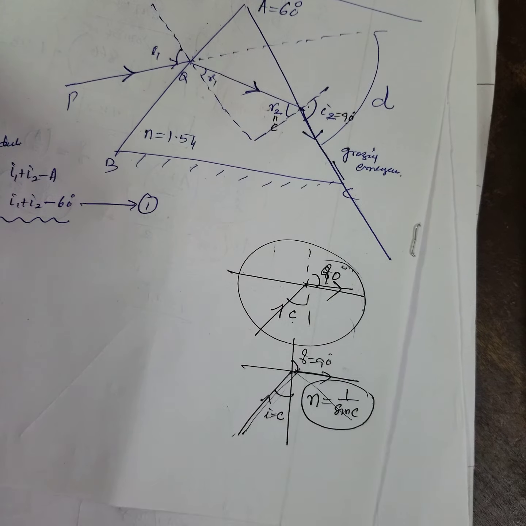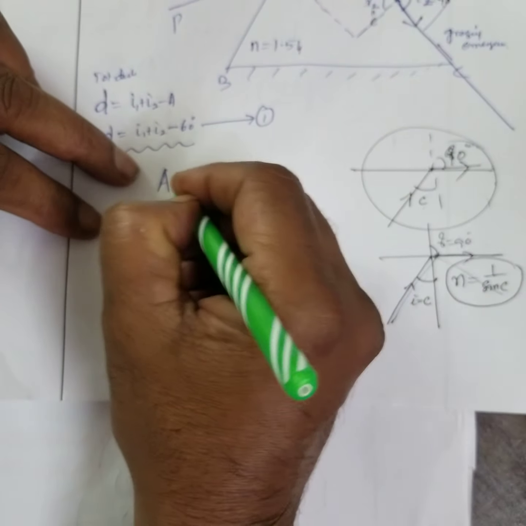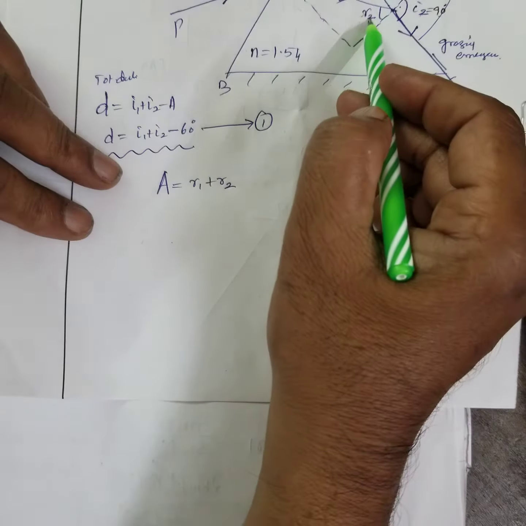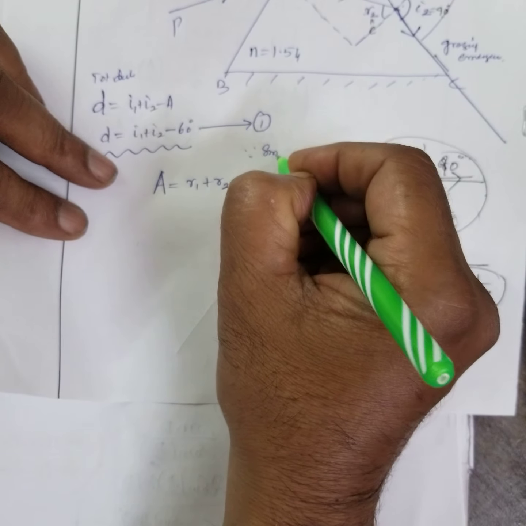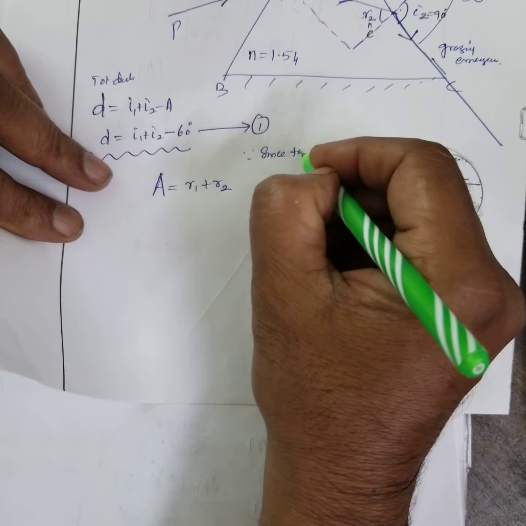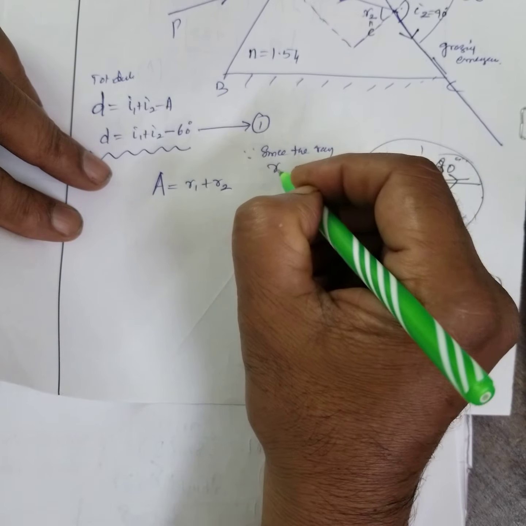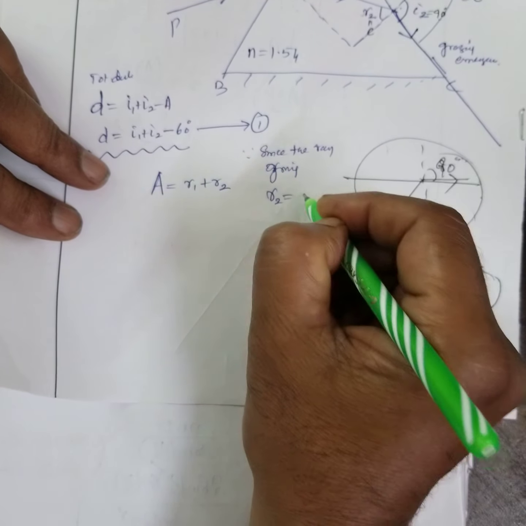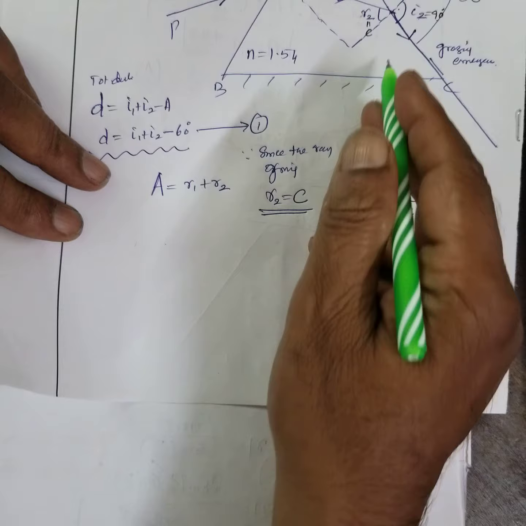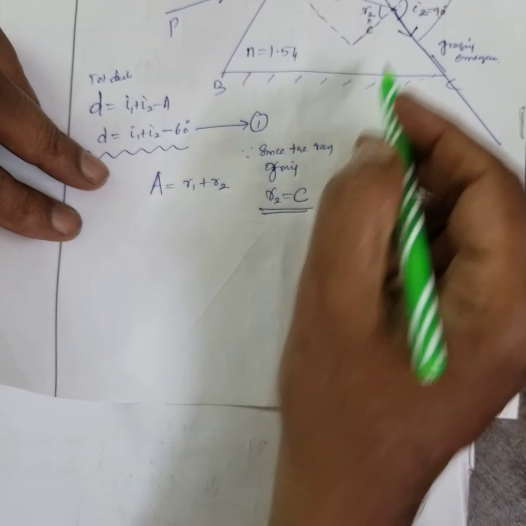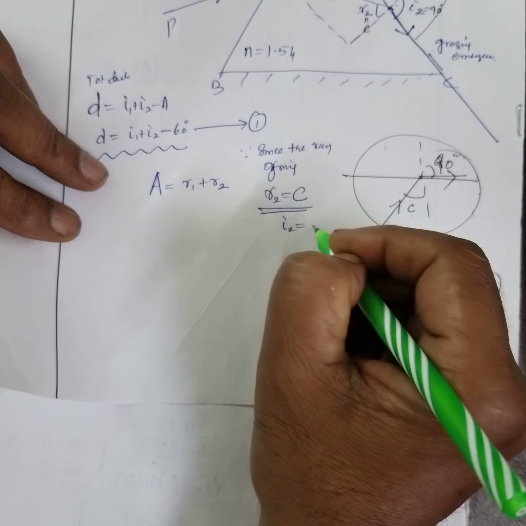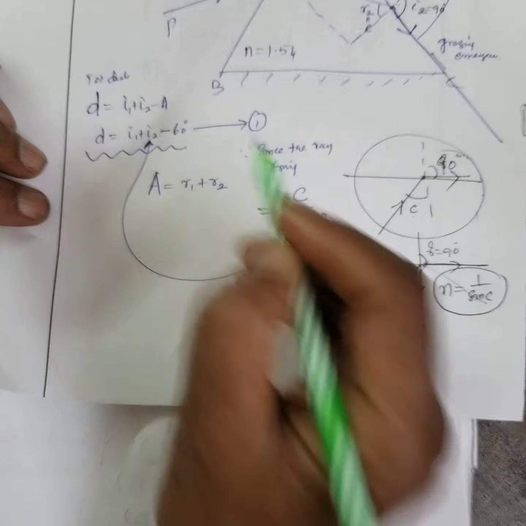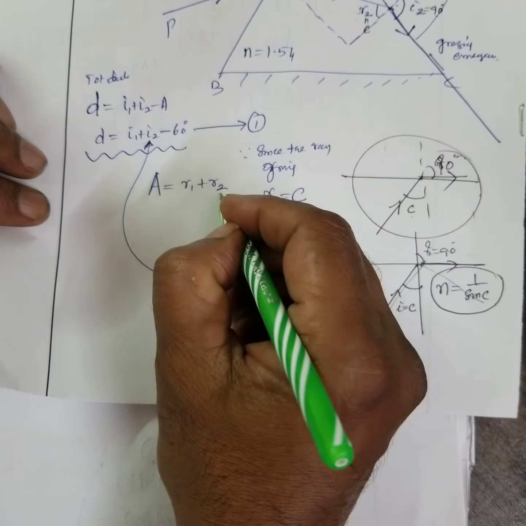But you know, the angle of the prism is equal to R1 plus R2. Since the ray is grazing the other side, R2 should be the critical angle of the glass. Therefore, R2 is the critical angle. Then I2 should be 90 degree. Now what do you write? I2 you substitute here, 90 degree. R2 you substitute here.